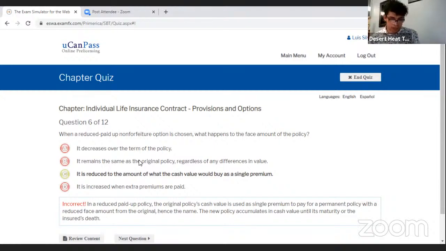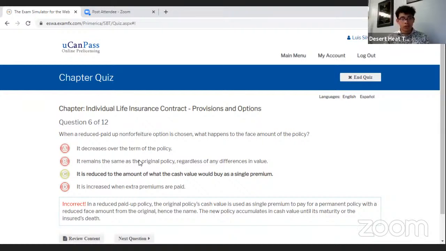See that in the book. I haven't seen this question before, so I'm just going to screenshot it. There we go. Okay, so in a reduced paid-up policy, the original policy's cash value is used as a single premium to pay for permanent policies, with the reduced face amount from the original, hence the name. The new policy accumulates cash value until maturity.